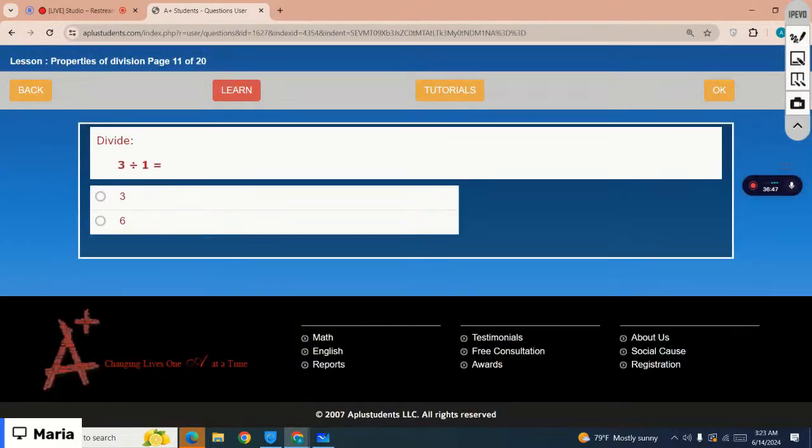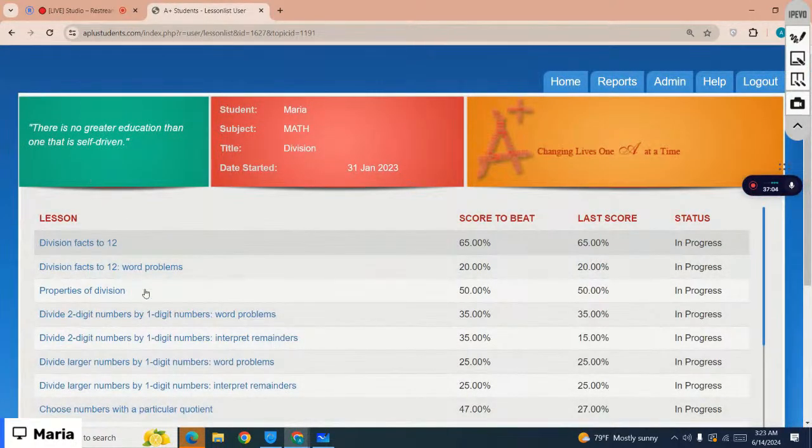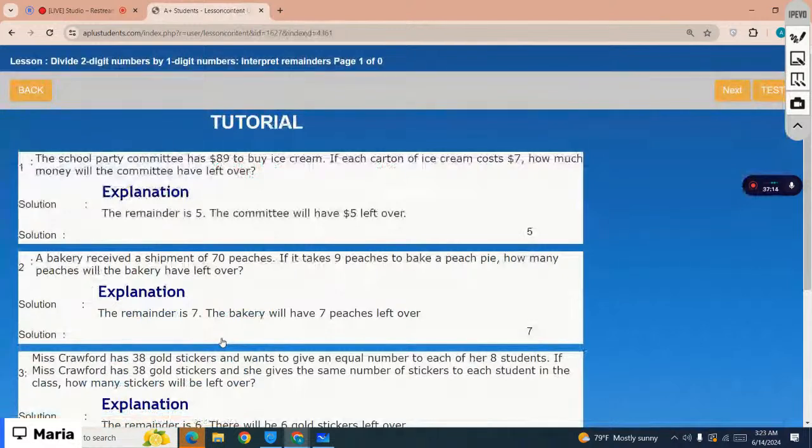Okay, you can complete yourself later today. Let me just move on to the next lesson. The next lesson is you have to do the word problems on your own, right? Let's start with the next lesson, that is divide two-digit numbers by one-digit numbers, interpret remainders. So let's start with the lesson.